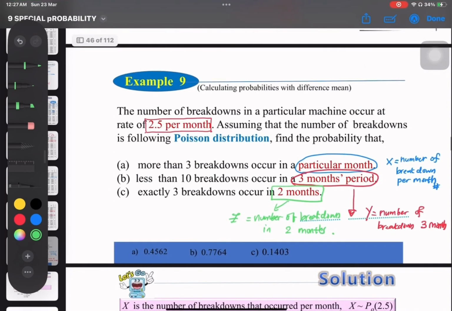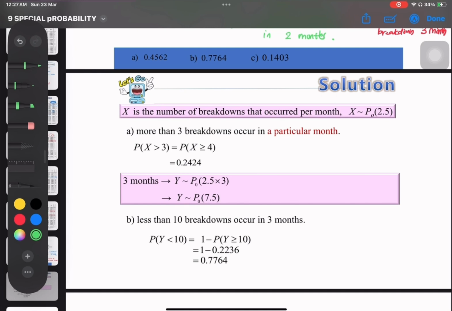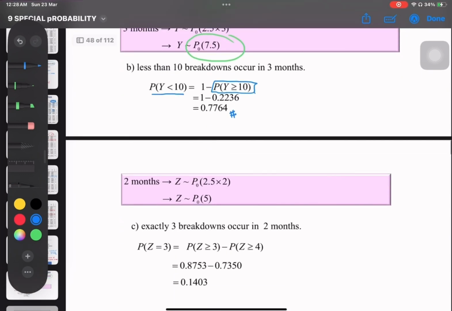For question A, x more than 3. Question B, y less than 10. And question C, z equals to 3. So for question A, you don't need to do any changes on your mean. But in question B, you need to times 2.5 with 3 to get 7.5 as your mean. And then use the properties and read from the statistical table. And you get the answer.